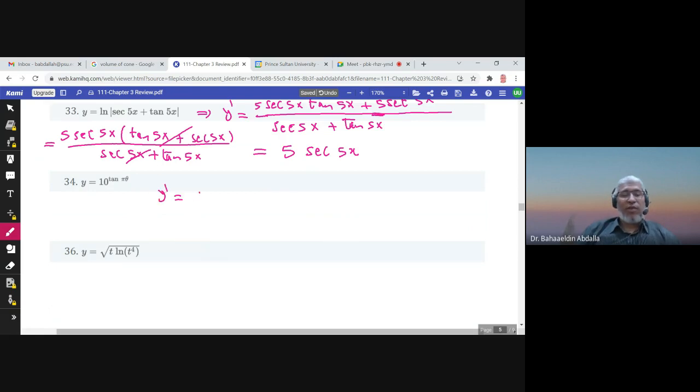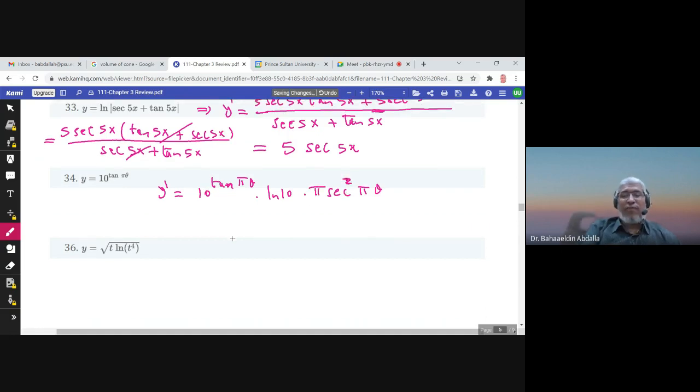y prime is 10 to the power tan pi theta times ln 10 times the derivative of tan pi theta, which is secant square pi theta times derivative of pi theta, which is pi.